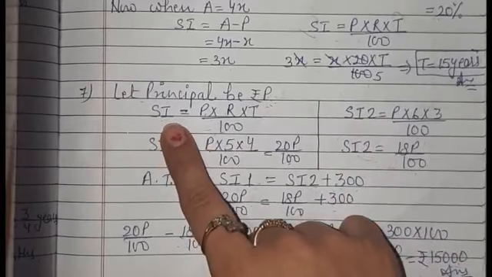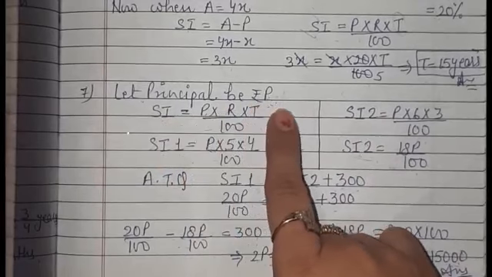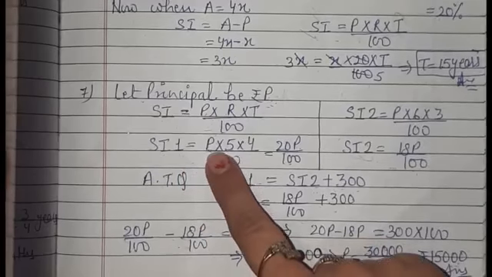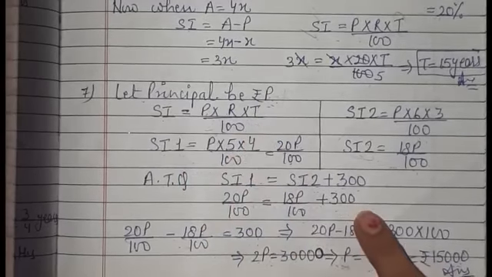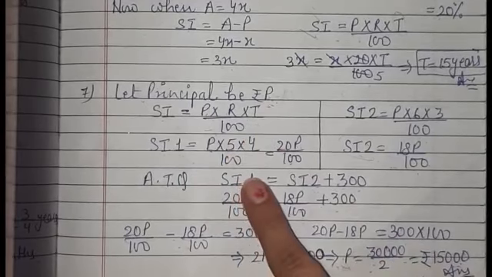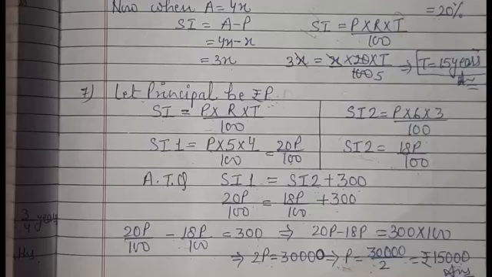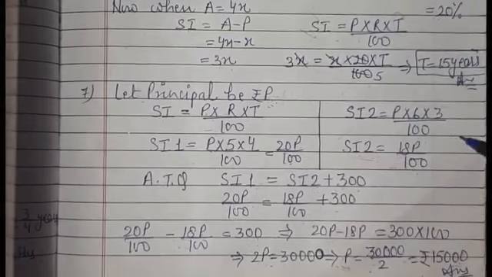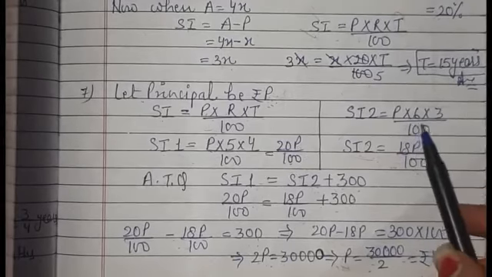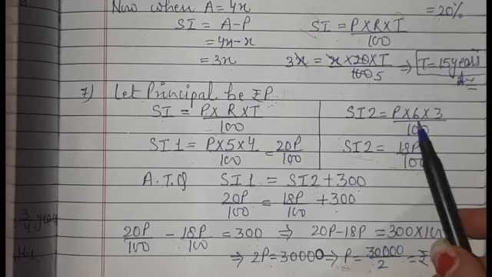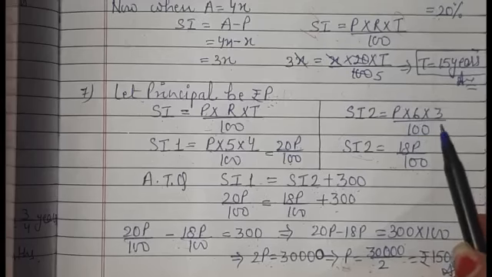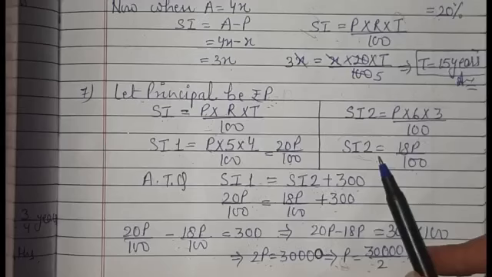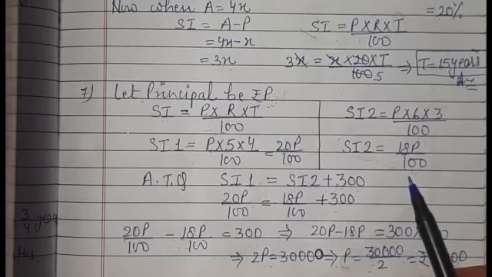In the first case, simple interest, use this formula P into R into T upon 100. SI1 will be P into rate of interest, given 5% per annum. Time is given 4 years. When we put and solve, 20P by 100 will come. Now in the second case, rate of interest is given 6% per annum. Time is given 3 years. When we put and solve, simple interest for the second case will come 18P by 100.